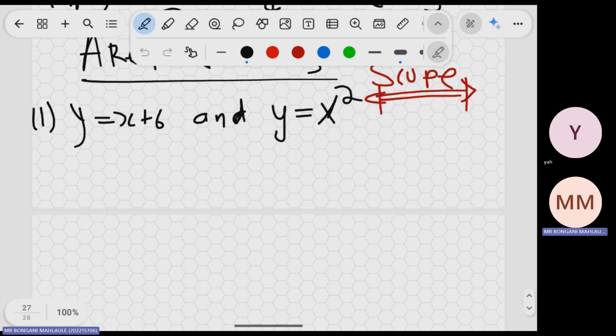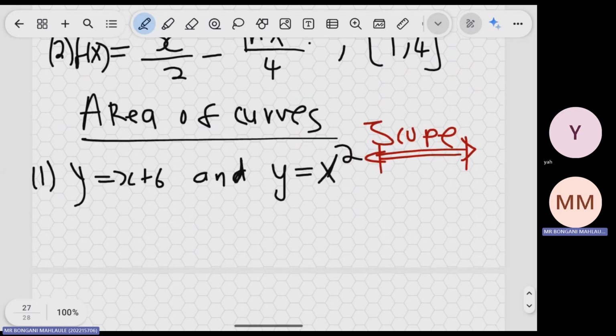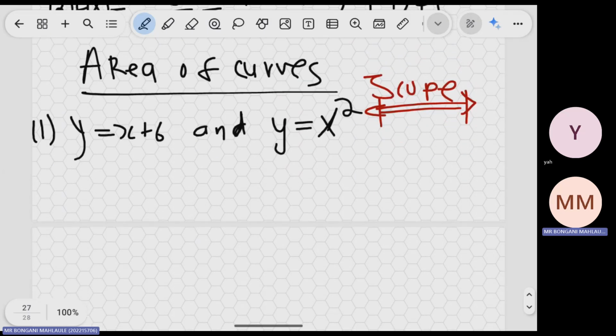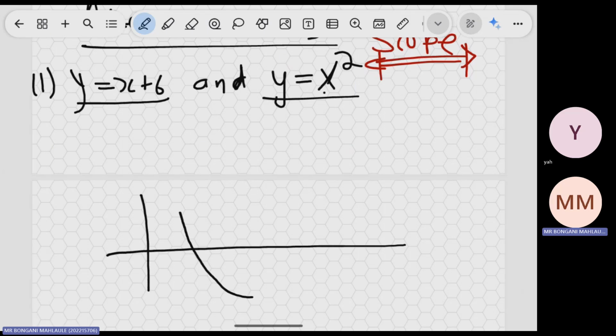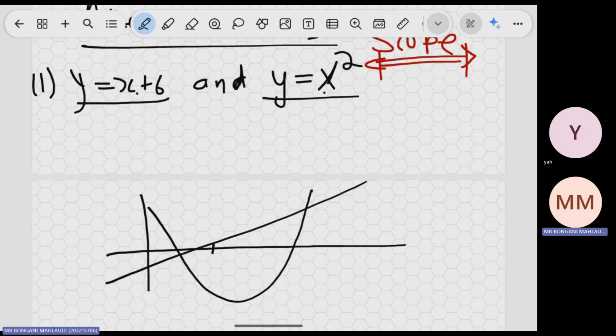So in order for you to know the area between these two functions, this is what is happening. You are having a parabola because this is x squared. It's like you are having something like this. I'm just giving you an illustration of whatever is happening. This one will be a straight line, it will be like this. So we're calculating the area.